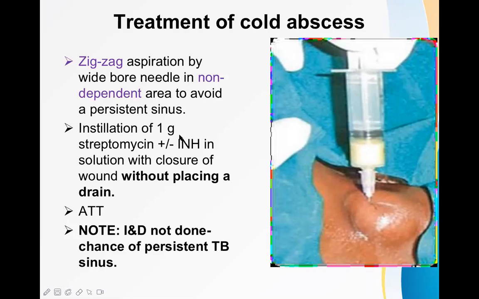At the same time, you can instill 1 gram of streptomycin with or without isoniazid in solution in that area, and do not place a drain after that. If you place a drain, you can turn that abscess into a sinus again. At the same time, you start ATT and continue it for a long time, usually 6 to 8 months.